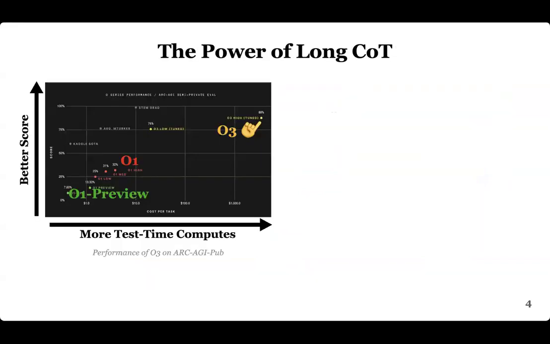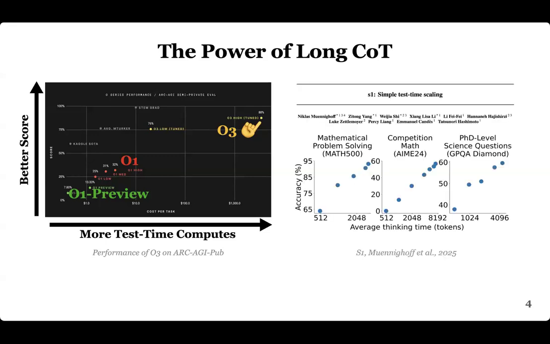Here are some results shown in the ARC-AGI benchmark, where here is the performance of OpenAI O1 and O3. As we can see, the x-axis is the test time compute, and the y-axis is the score they can achieve. By using more test time compute, they show that the performance can get dramatically better.